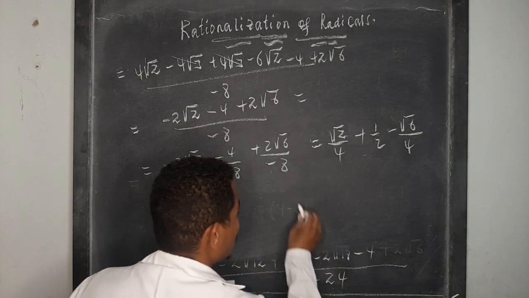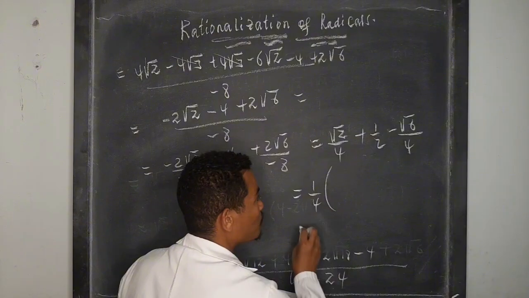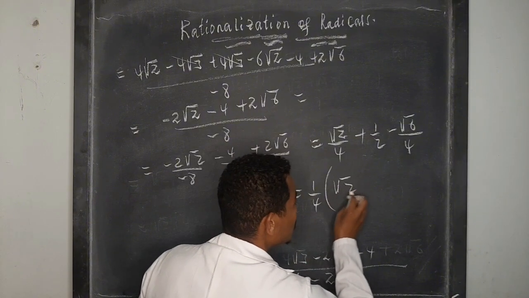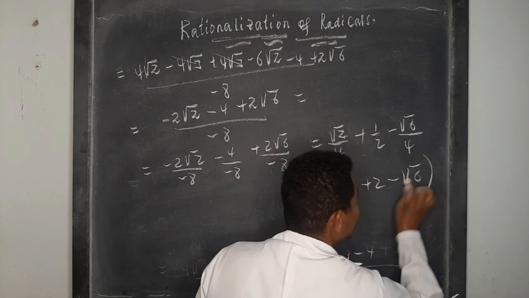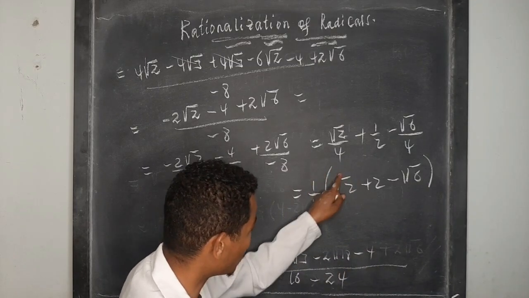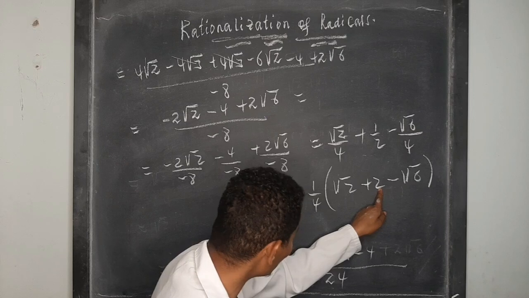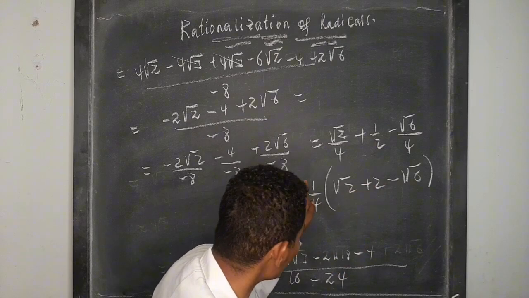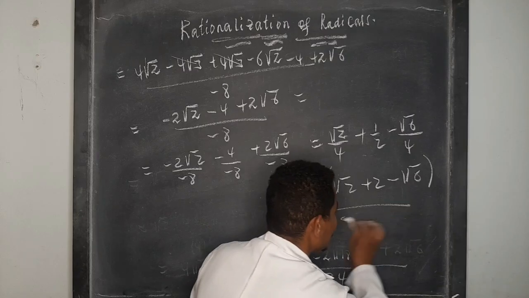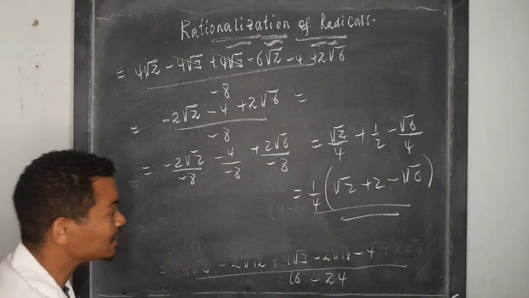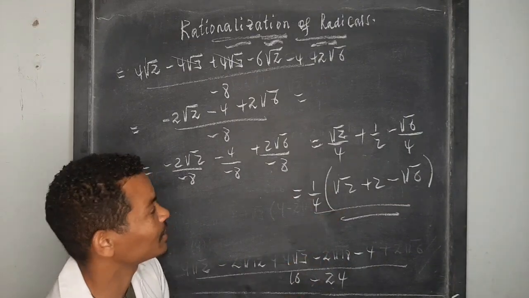OK, in short, how can we write it? Taking 1 over 4 as a common factor, it is 1 over 4 times (radical 2 plus 2 minus radical 6). That is radical 2 over 4, 1 over 4 times 2 is 2 over 4, which is 1 over 2, and 1 over 4 radical 6 is radical 6 over 4. This one is rationalize denominator. When we rationalize, we can get this value. Thank you.